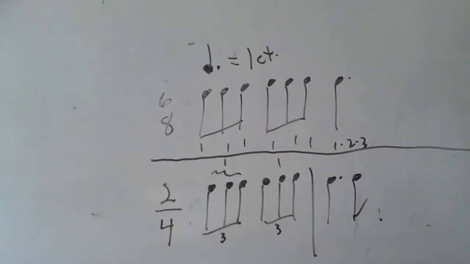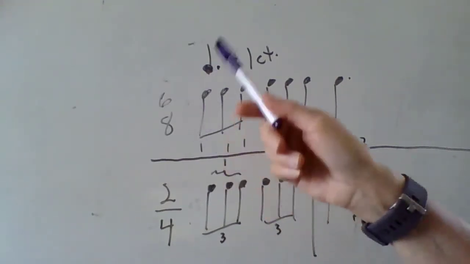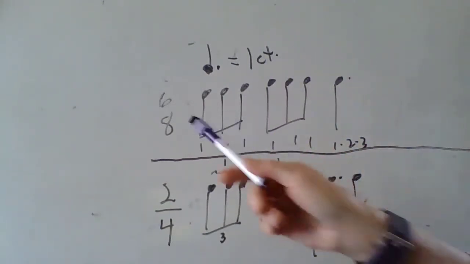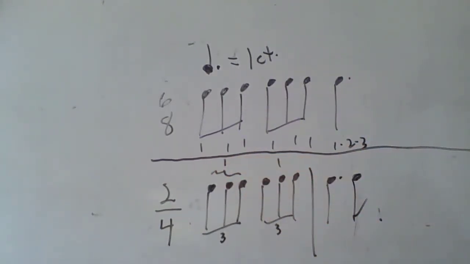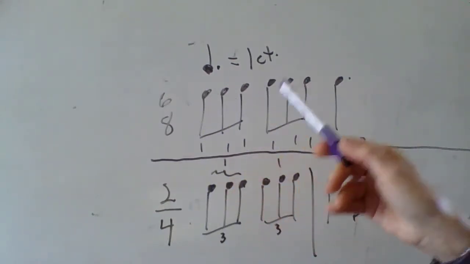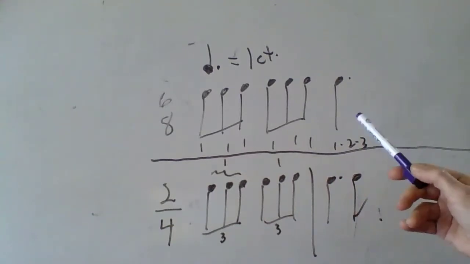Okay, so right now we're going to use the metronome to try to count the difference between these rhythms. So for 6/8 time, there would be one of these per count. So it would be 1, 1, 1, 1, 1, 1, 1, 2, 3.